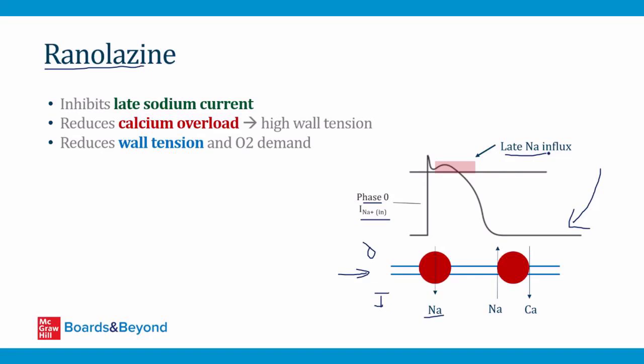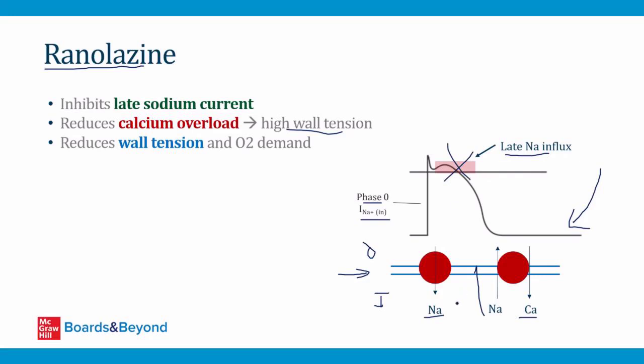Well, it turns out there's a second influx of sodium that occurs later, which is aptly named the late sodium influx. And that brings a little bit of extra sodium into the myocyte, and it can cause what's known as sodium overload. So when there's too much sodium inside the cell, then sodium will go out and calcium will come in. This causes calcium overload, which leads to high wall tension. And so what ranolazine does is it blocks this late sodium influx.